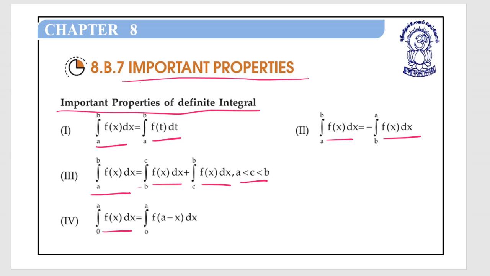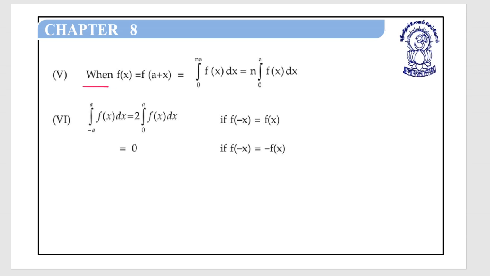Integral from 0 to a of f of x dx is equal to 0 to a f of a minus x dx. When f of x is equal to f of a plus x, 0 to na f of x dx is equal to n times 0 to a f of x dx. Integral from minus a to a f of x dx is equal to 2 times 0 to a f of x dx, if f of minus x is equal to f of x. If f of minus x is equal to minus f of x, the answer will be 0.